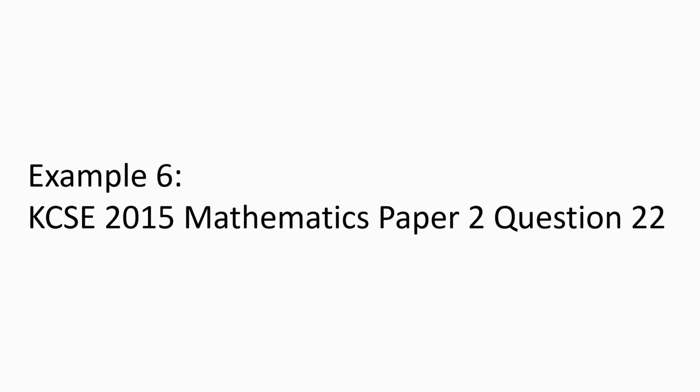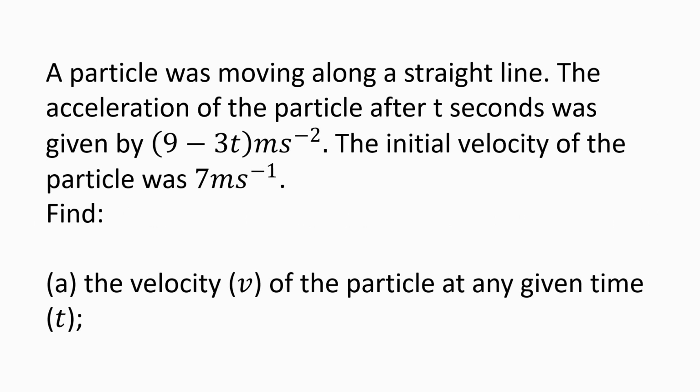Example 6 has been obtained from KCSE 2015 Mathematics Paper 2, Question 22. A particle was moving along a straight line. The acceleration of the particle after t seconds was given by 9 minus 3t meters per second squared. The initial velocity of the particle was 7 meters per second. Find, part A, the velocity v of the particle at any given time t.